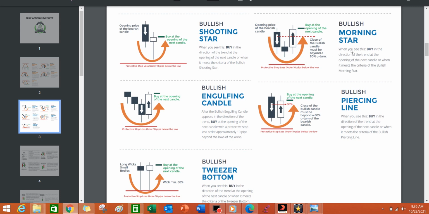Let me read what I have. When you see a pattern like this on the support zone, this is what you should do. We saw the opposite of this pattern yesterday for the bearish pattern. Buy in the direction of the trend at the opening of the next candle. Once this candle is closed here and you have this pattern already, you should buy at the opening of this particular candle.